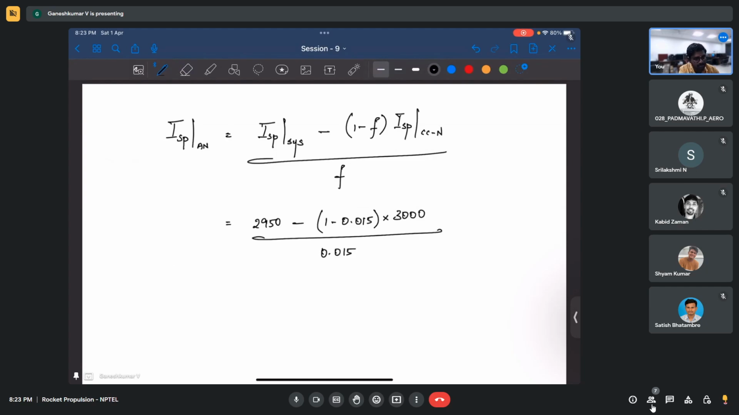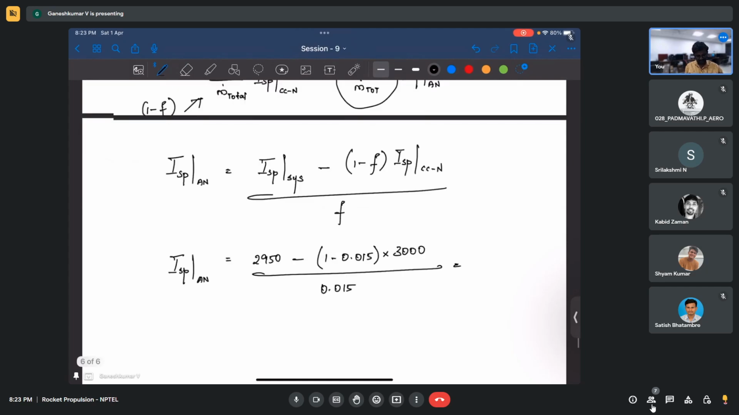Yes, do you have any doubts? Is this clear? How did we arrive at this? Yes. So basically, this is how everything gets arrived. So one question. So this 2950 and 3000, right? Does it mean the gas generator cycle is reducing the overall specific impulse of the system?